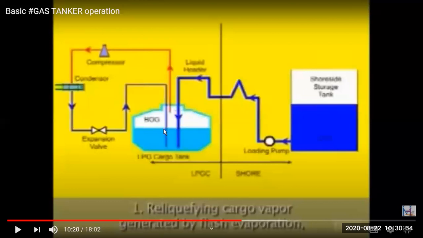You can make a block diagram like this in the exam. It is asked that boil off gas is taken, compressed, the heated gas is cooled, it becomes liquid, and the cooled liquid is expanded and put in the tank.